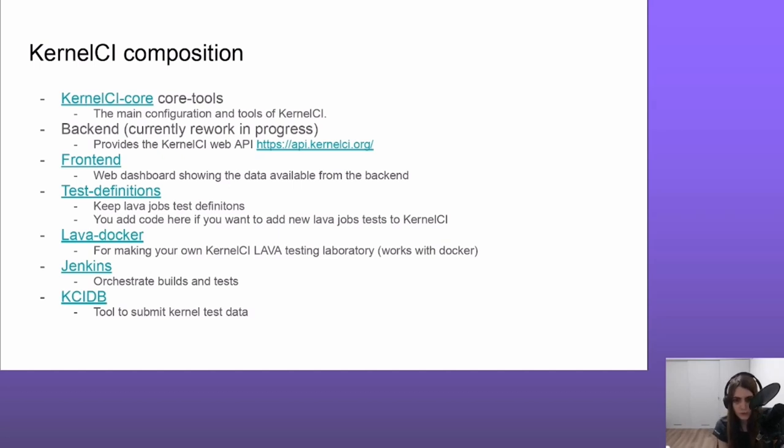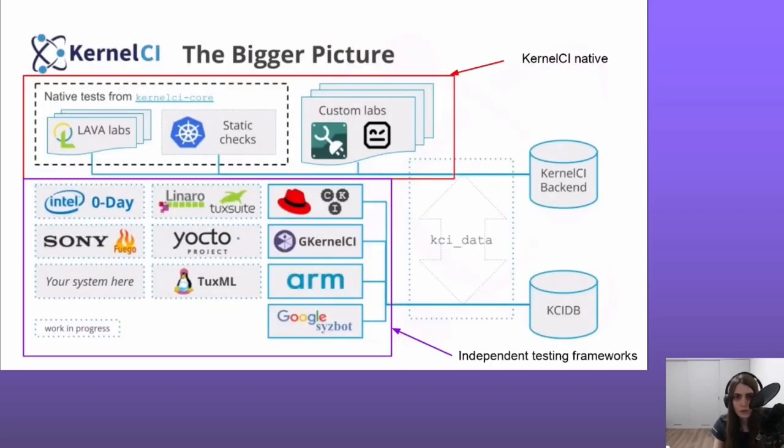And then we have KCIDB, the tool that is collecting all KernelCI data, but not only KernelCI; it is also collecting data from each testing framework that wants to contribute to KernelCI. So currently we have a KernelCI native system, the main KernelCI part that is created and maintained by KernelCI. And then we have all other continuous integration systems that are contributing to KernelCI by using the KCIDB tool for sending data to the KernelCI database.